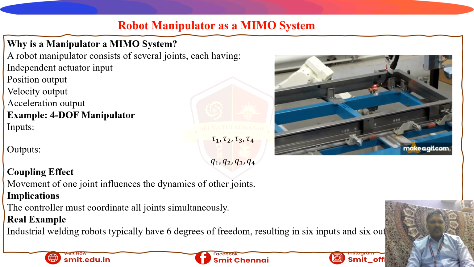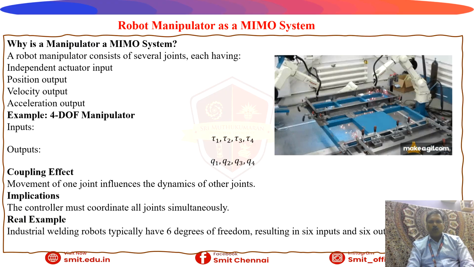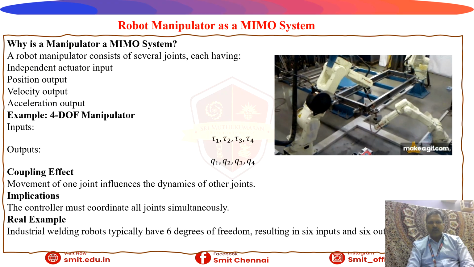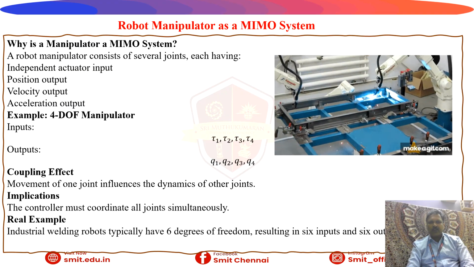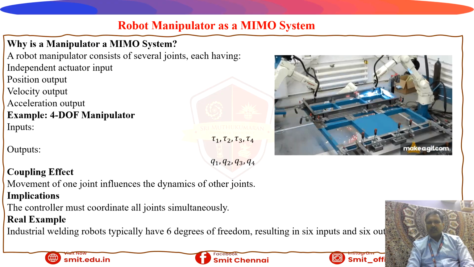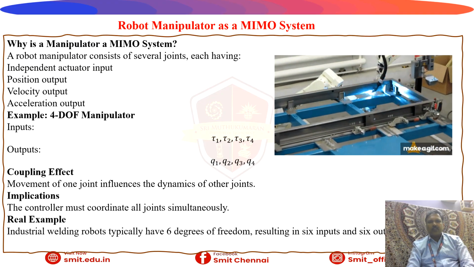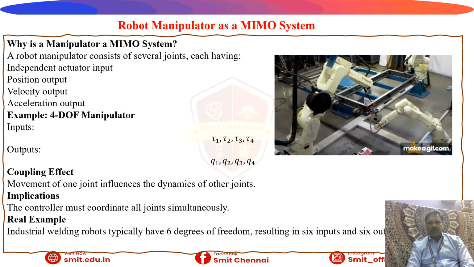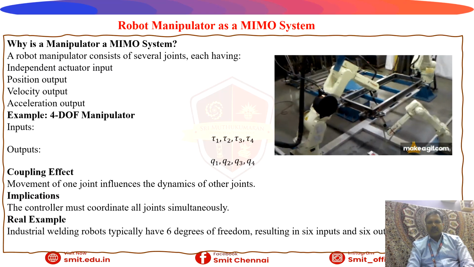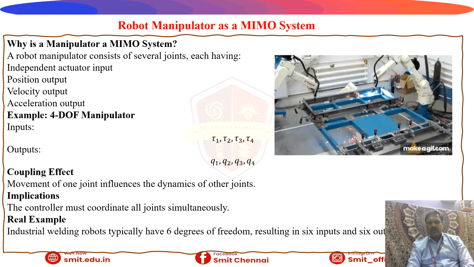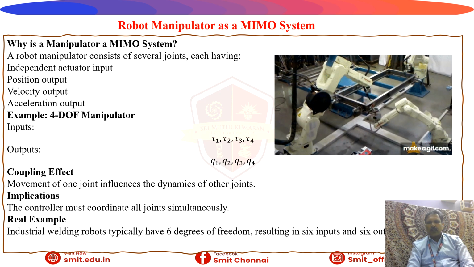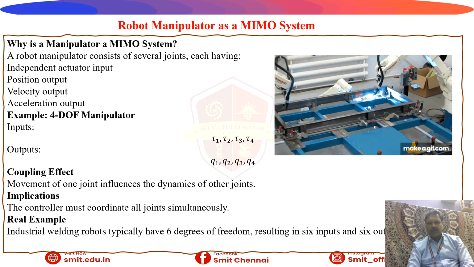Robot manipulator as a MIMO system. Why manipulator MIMO system? A robot manipulator consists of several joints, each having independent actuator input, position output, velocity output, acceleration output. Example: 4 degrees of freedom manipulator. Here it is given as various inputs: tau1, tau2, tau3 and tau4. Output is q1, q2, q3, q4.